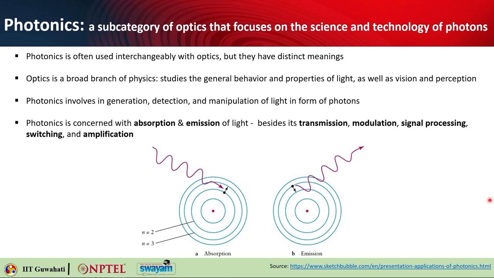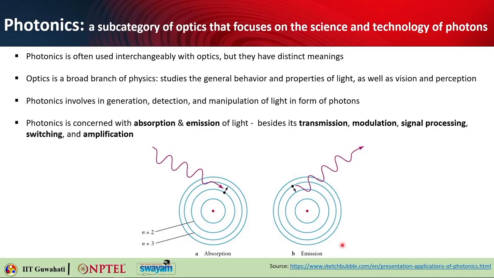The picture here depicts absorption of a photon, where the photon energy delivered to the electron moves it to a higher energy level or outer orbit. This phenomenon is called absorption. The opposite also takes place: when the electron jumps from a higher energy level to a lower energy level, a photon is emitted which has an energy equivalent to the difference between the two energy levels. This phenomenon is called emission.